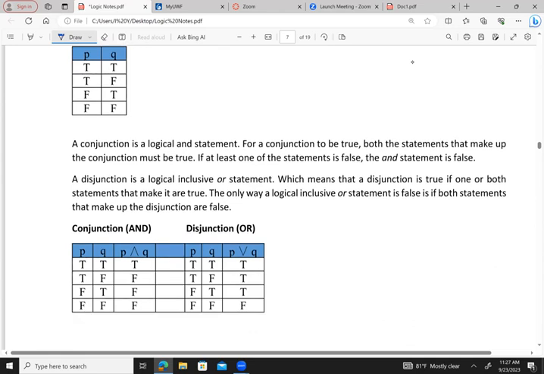A conjunction is a logical and statement. For a conjunction to be true, both the statements that make up the conjunction must be true. If at least one of the statements is false, the and statement is false. A disjunction is a logical inclusive or statement, which means that a disjunction is true if one or both statements that make it up are true. The only way a logical inclusive or statement is false is if both statements that make up the disjunction are false.